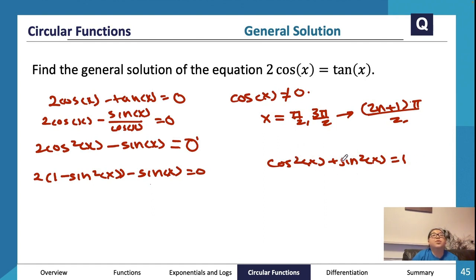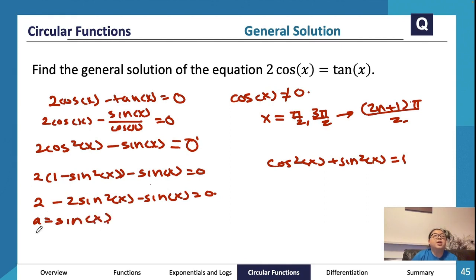So if we move things to get cos squared x by itself, change that to the other side. Now what we're going to get here is 2 minus 2 sine squared x minus sine x equaling 0. And like I talked about before, we now have this squared part, which is really hard to deal with. So we're going to just change that to a, and instead now we're going to have 2 minus 2a squared minus a, and that equals 0.